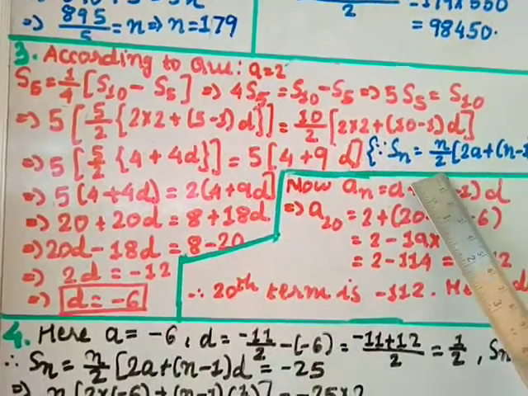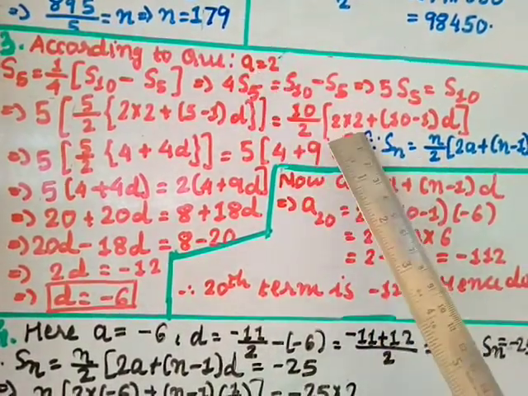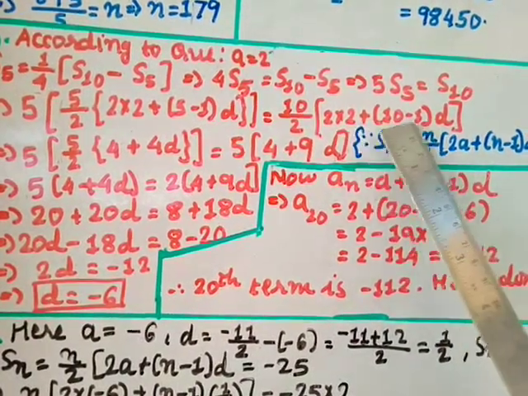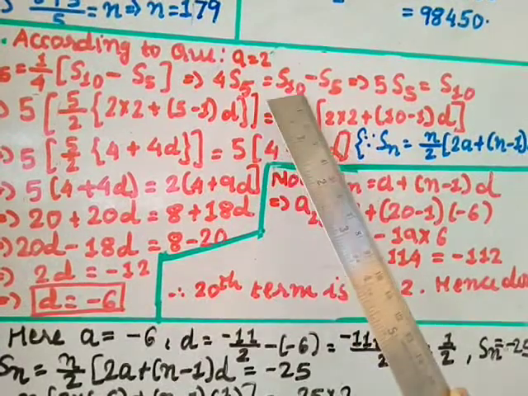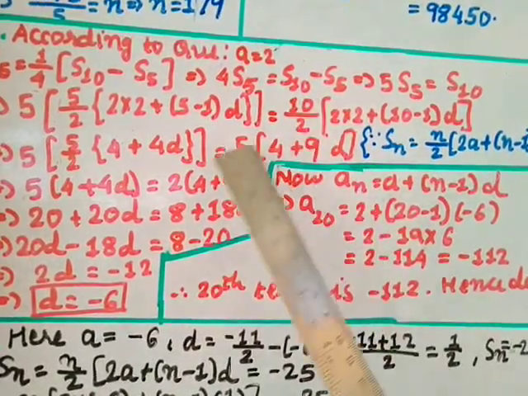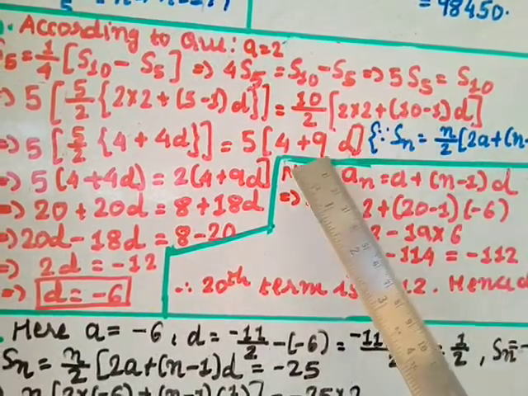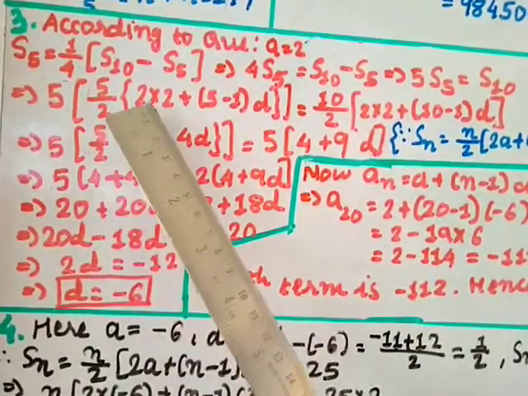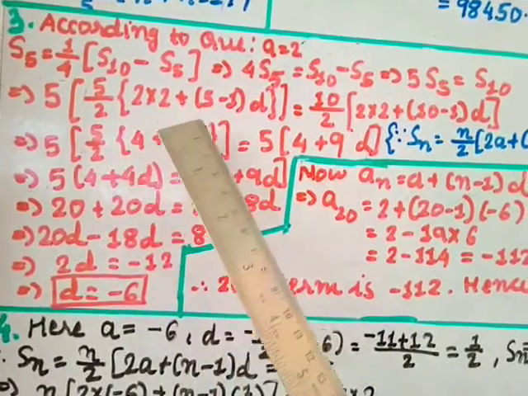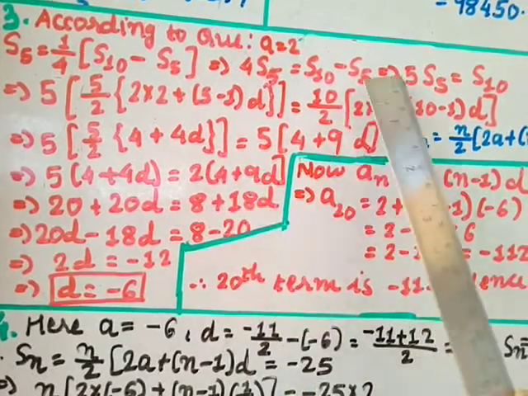this side, where we also apply the same formula: n/2, here 10, so 10/2 into 2 times the first term a, which is 2, plus (n - 1), that is 10 minus 1, into d. Now you can cut this, and you get 5 here, and 2 into 2 is 4 plus 10 minus 1 is 9 into d. And this side, 5/2 I keep as it is, 2 into 2 is 4 plus (5 - 1), that is 4d, equal to this value already here.